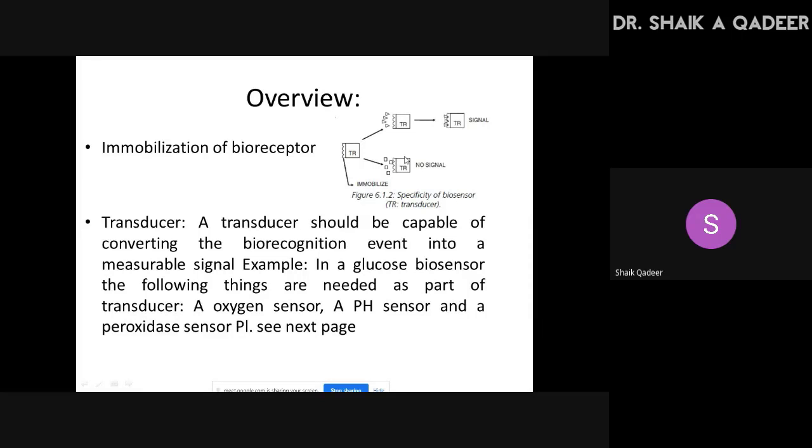Before going into the transducer, I will first cover what methods are available for immobilization. Then afterwards we will come to the transducer. So for that, I am going to the next slide.